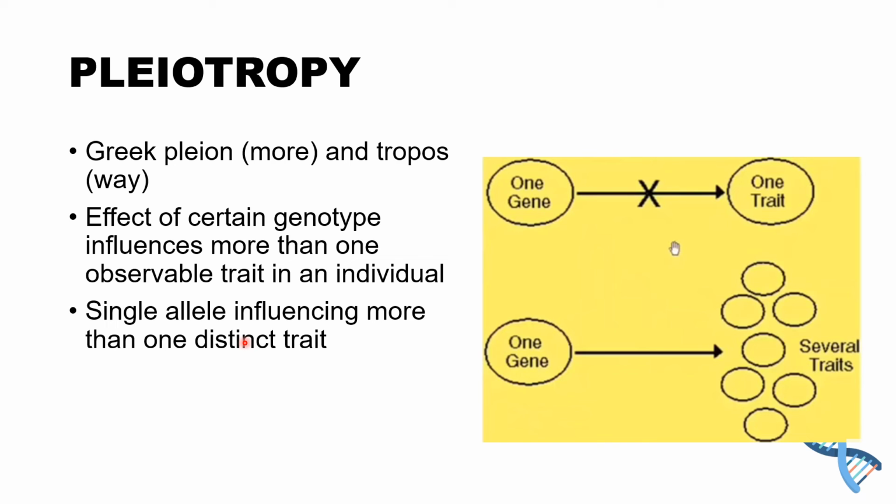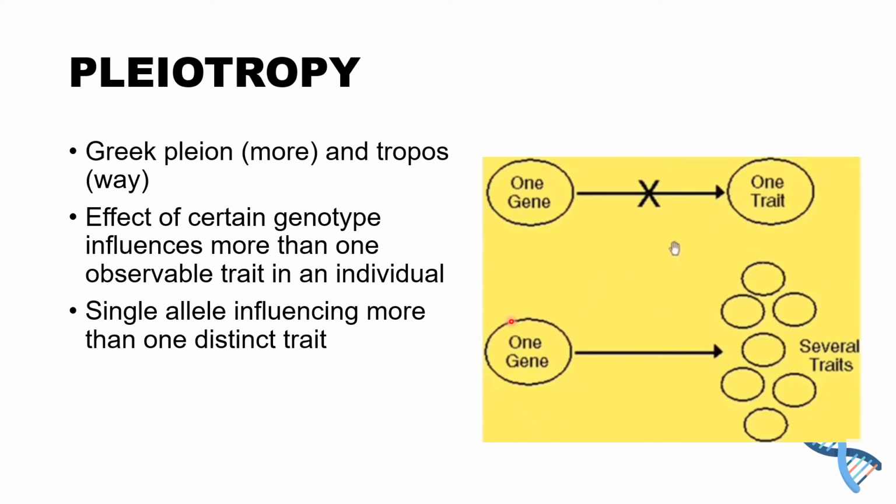Now, doon sa pleiotropy naman, it comes from the Greek words pleion, meaning more, and tropos, meaning way. So, more ways na maano yung gene. So, effect of certain genotype influences more than one observable trait in an individual. So, more ways na yung gene na yon, it expresses yung traits doon sa individual. So, single allele influencing more than one distinct trait. So, yun yung pleiotropy.